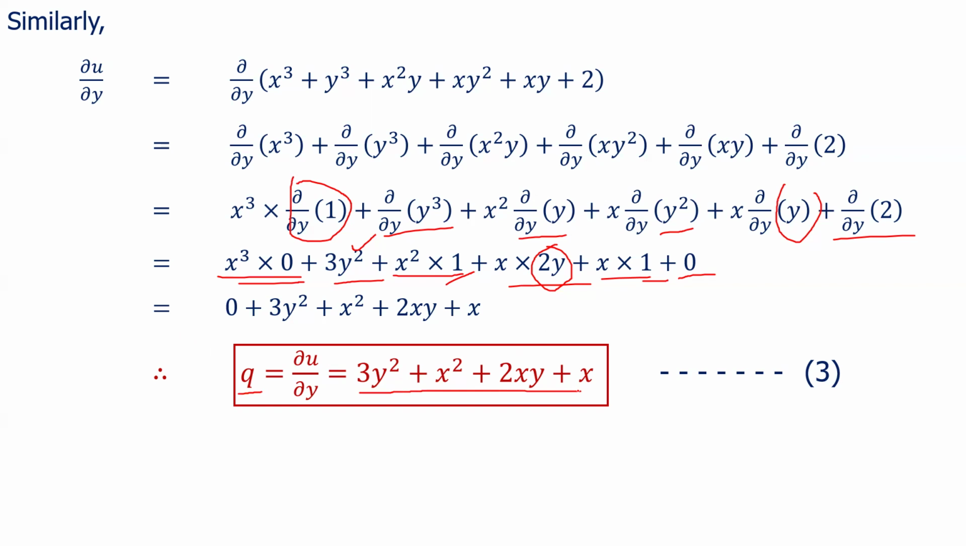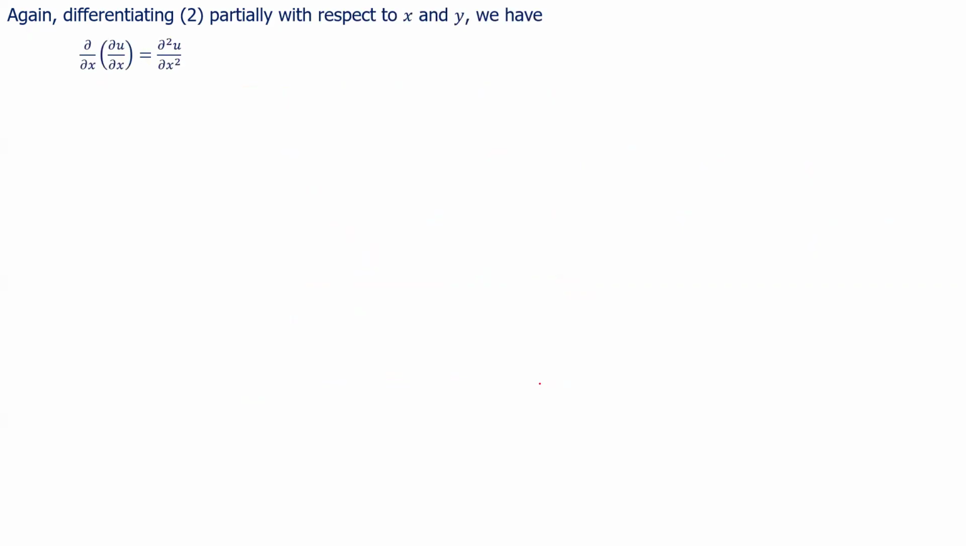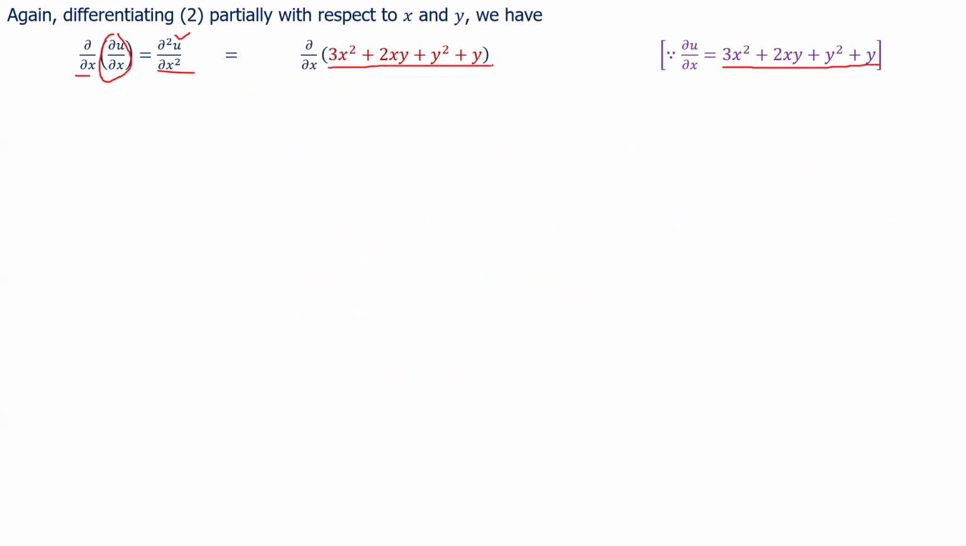So if you want to find out the second order partial differentiation or derivatives, we have to again differentiate del u del x with respect to x and y, and similarly del u del y with respect to x and y. So now here we are finding the partial derivative of del u del x with respect to x. It can be written as del 2u del x square. And what is the value of del u del x? It is 3x square plus 2xy plus y square plus y. So let us put in the same manner.